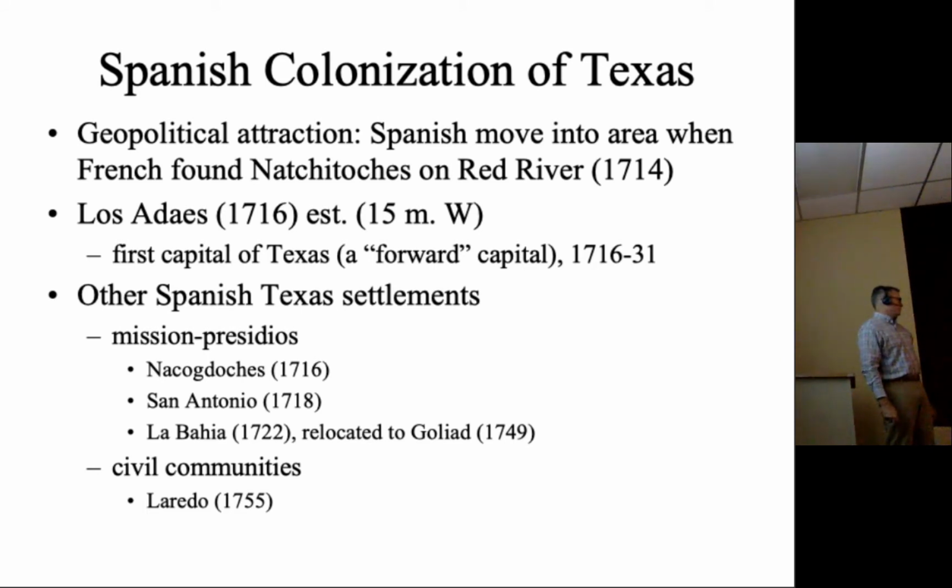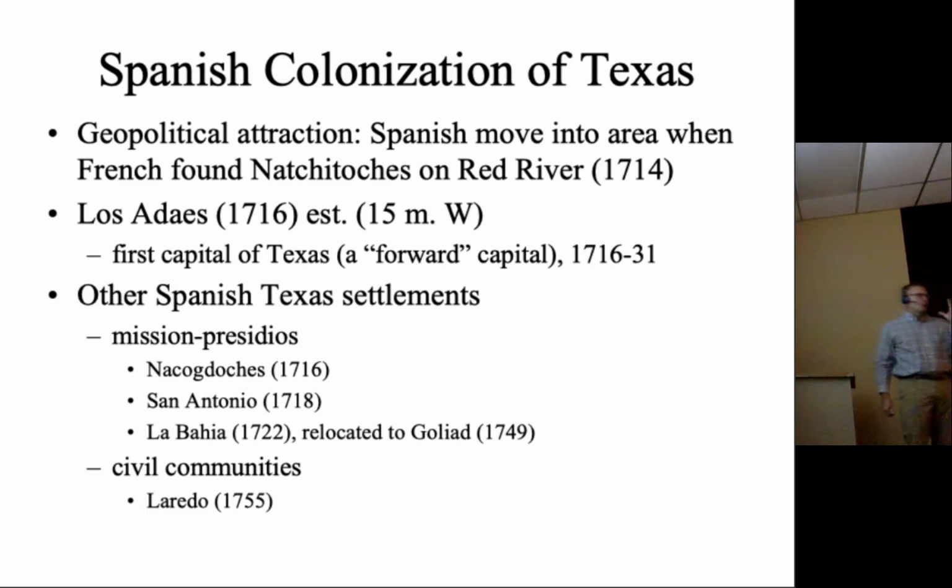Everybody beats the French at geopolitical chess, but not the Spanish. Anyway, so here's Nacogdoches, a little farther west of Los Adais. They establish a mission in 1716, same year. Two years later, the Spanish established what would become San Antonio.